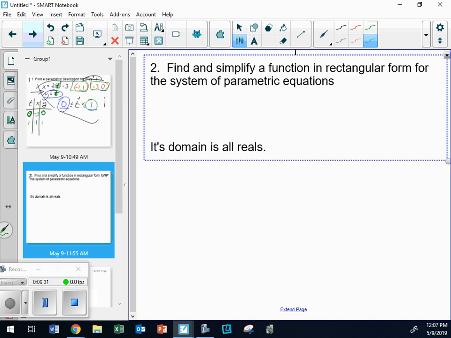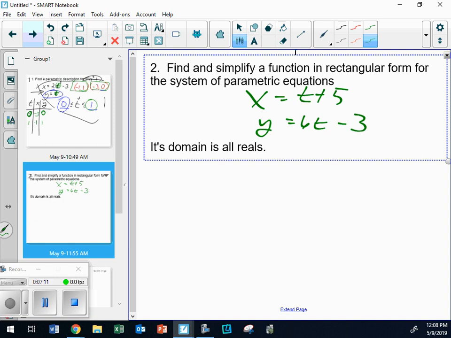Find and simplify a function in rectangular form for the system of parametric equations, and here they are. X equals t plus 5, y equals 6t minus 3, and it does say its domain is all reals. We've never seen that before. So that means t could be anything, right? All right, now I'd like you to turn this into rectangular, and it still needs a domain, even though that seems like, well, the domain is nothing. No, actually, the domain is everything. See if your answer also has a domain of everything.